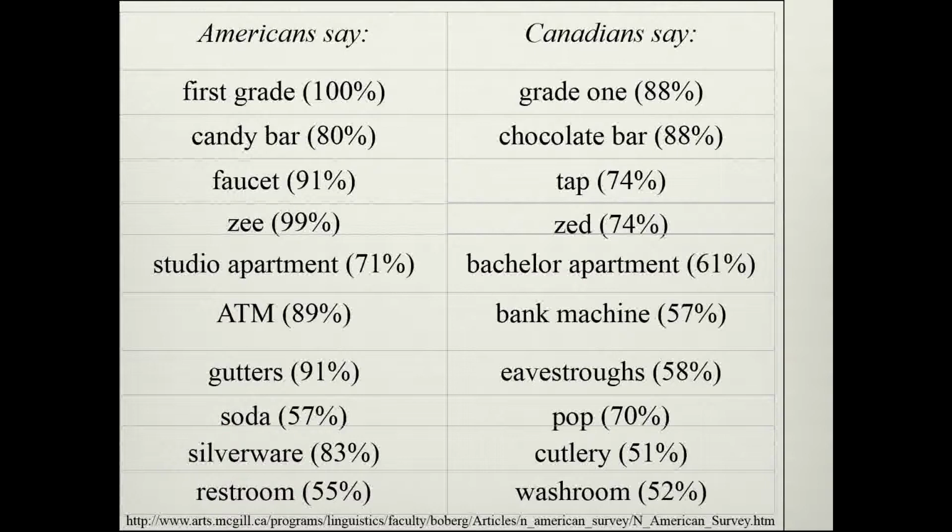All right, a little bit more. Here we can see even in North America, there's a great deal of variation between our versions of English. So these are kind of the top 10 variables that differentiate Americans and Canadians. So almost all Americans say that you would be going to first grade. Almost all Canadians say that you go to grade 1. Do you eat a candy bar or a chocolate bar? Do you get water from the faucet or from the tap? Is the last letter in the alphabet Z or Z? Do you live in a studio apartment as your first apartment when you leave your home, or a bachelor apartment? Do you go to the ATM or a bank machine, etc.?